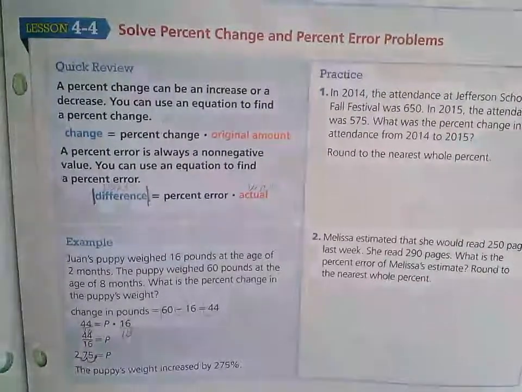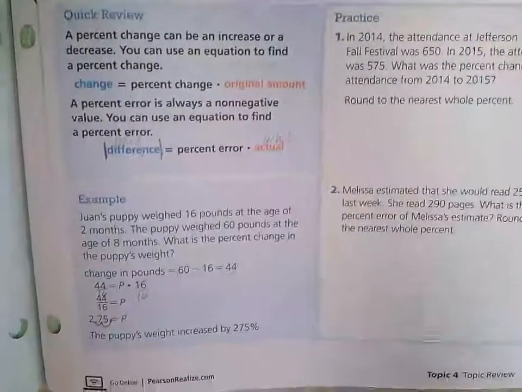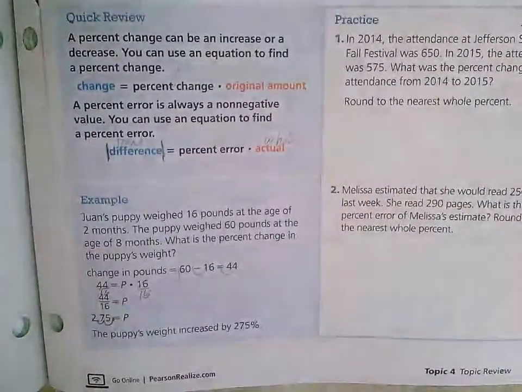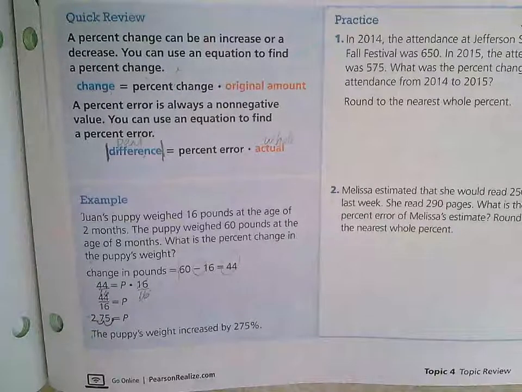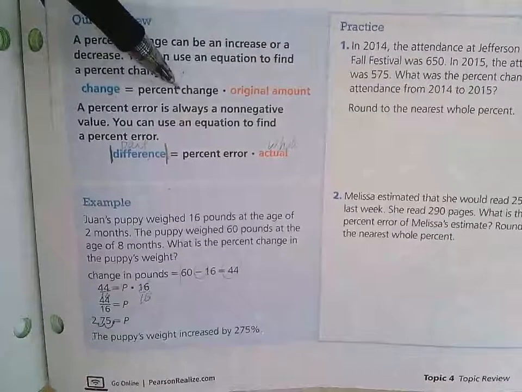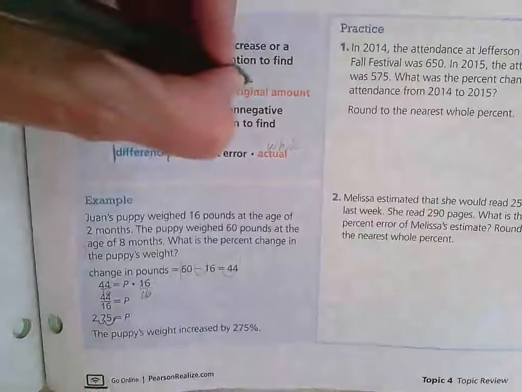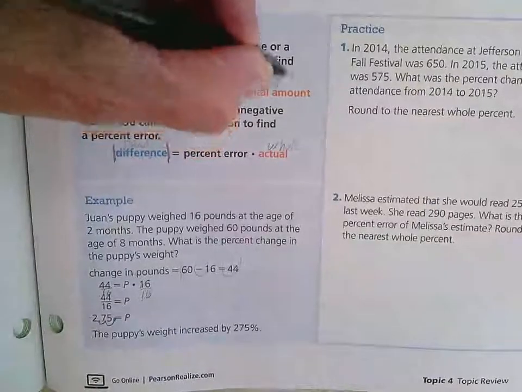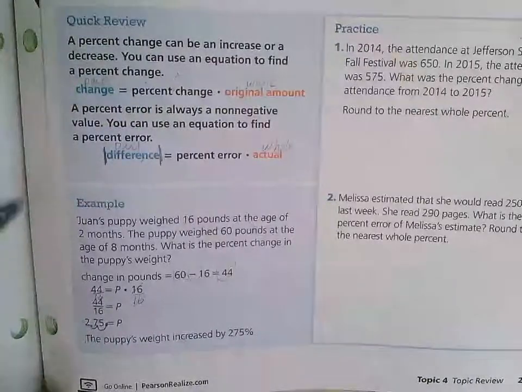Example, Juan's puppy weighed 16 pounds at the age of 2 months. The puppy weighed 60 pounds at the age of 8 months. What is the percent change in the puppy's weight? So the percent change equation is up here. Notice original amount is the whole, the change is the part.